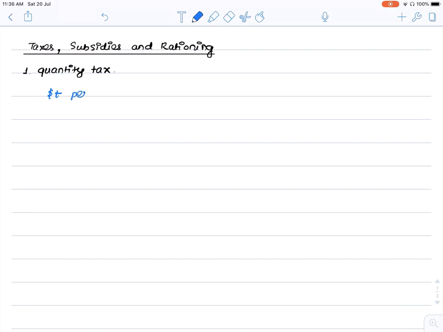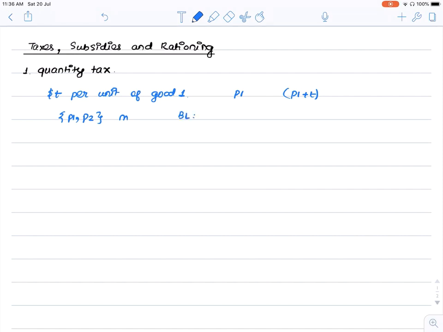So if a quantity tax of $T per unit is imposed, earlier the price of good one was P1, but now the price increases from P1 to P1 plus T. Government has imposed this tax. Now instead of paying P1, you will have to pay P1 plus T. So in this case, the budget line gets steeper.